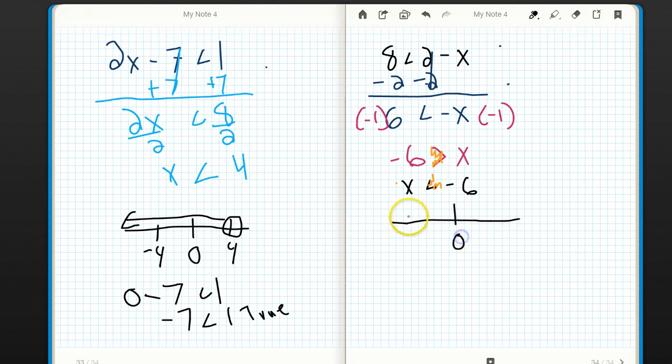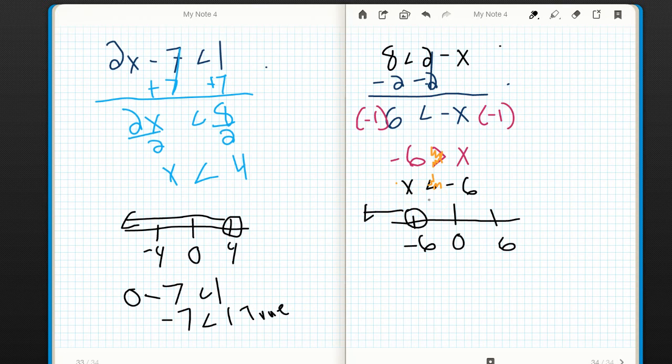So again, 0, -6, and 6. So again, we do our open circle because it's less than. Now x is less than -6. So all my less than values are to the left.